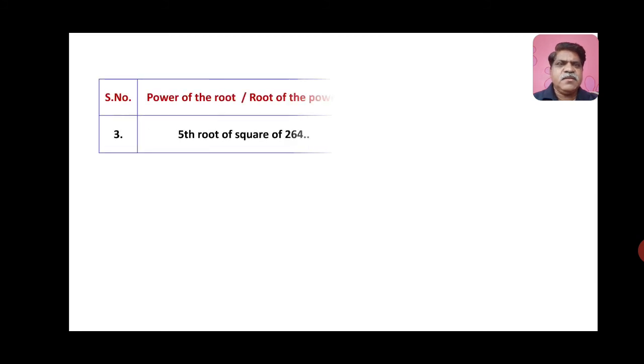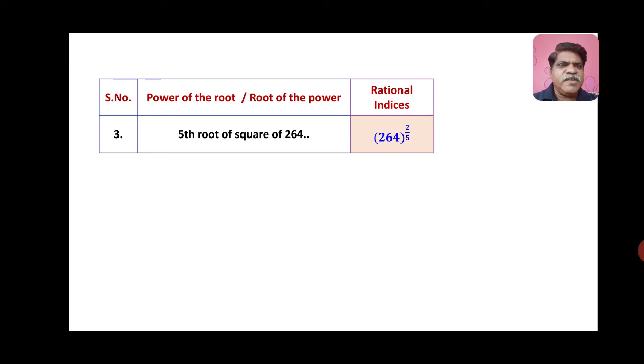Third one, power of the root or root of the power. It is in the root of the power form. 5th root of square of 264. In the rational indices form, it is written as 264 raised to 2 upon 5. It is square 2 and 5th root means divided by 5.